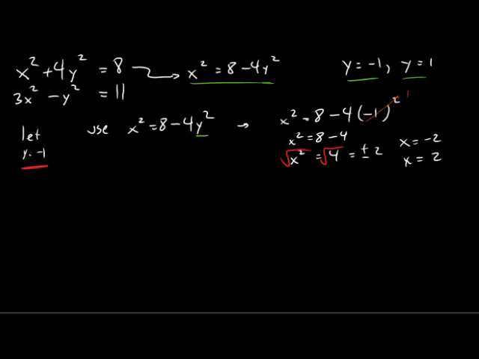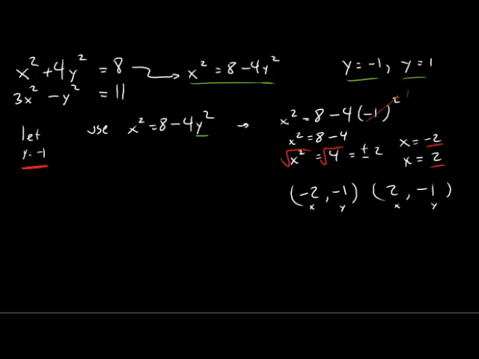Since our y was negative 1, and our x could be negative 2 or positive 2, we now have two complete solutions. We can say our first solution is negative 2, comma negative 1, and our next solution is 2, comma negative 1, remembering that x always comes first, y always comes second.